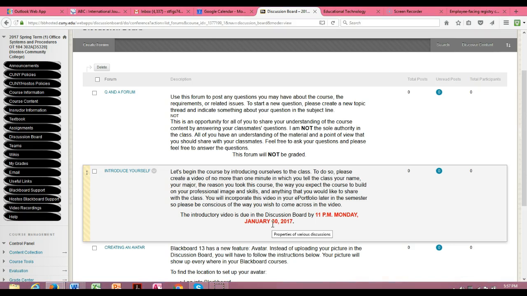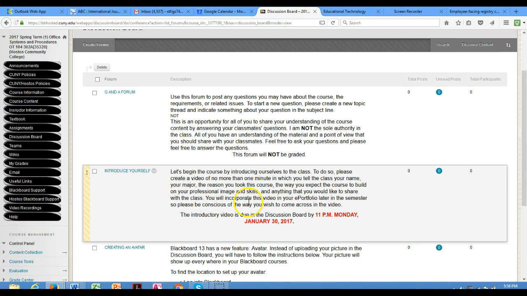You don't even have to buy the textbook to even know what you have to do. All right. This is to make sure that we understand what's required in the course, because I am not going to go over this the first day of class. When we have a first day of class, we're going to go straight into our work. All right. And you're going to be sitting in teams the first day of class. Now, when you create your video, it should be no more than 1 minute. Don't go rambling on and on. Okay? So you're going to tell us your name, your major, the reason you took this course, the way you expect the course to build on your professional image and skills, and anything that you would like to share with the class.